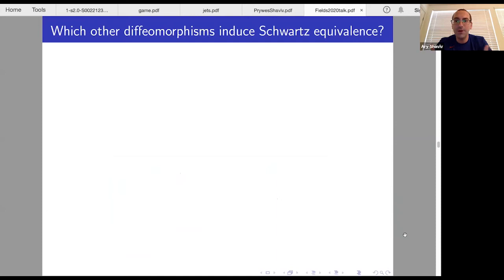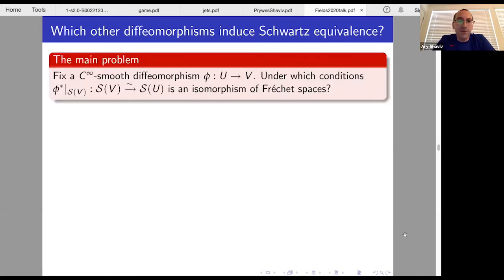So everything I'm about to say from now on is based on my joint work with Eden. So let's try to understand together which other diffeomorphisms induce Schwartz equivalence. We've seen that definable diffeomorphisms in polynomially bounded O-minimal structures induce such equivalences. So this is the main problem we want to address. We have a C-infinity smooth diffeomorphism. Under which conditions does it induce an isomorphism of Fréchet spaces?